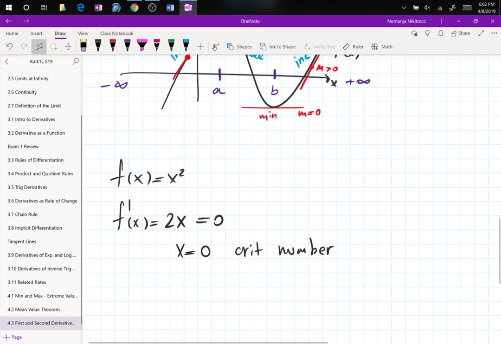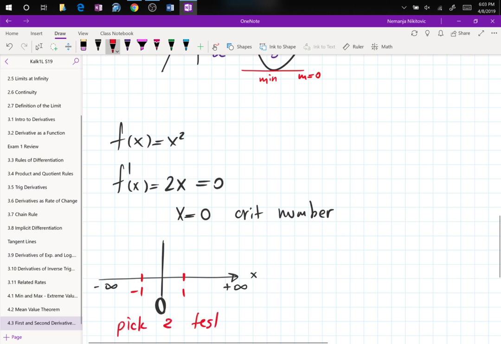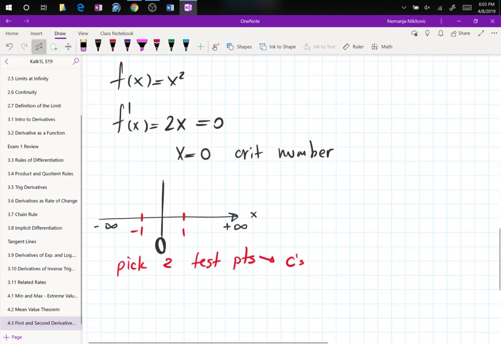So what do I do? I partition my domain, which is from negative infinity to positive infinity on x, right? I partition my domain using this critical point, and then I pick two test points. Now, guys, those are your C's from the theorem up there.